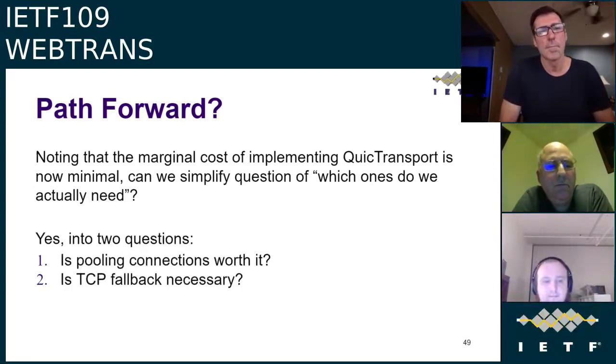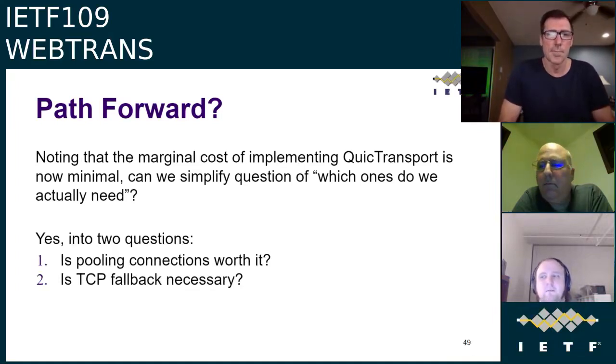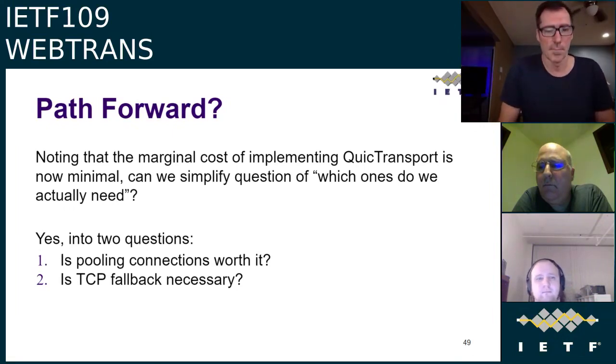Therefore, I would answer the questions that you have there as: maybe pooling connections is not that much worth it. And TCP fallback, I would say in general, you definitely want TCP fallback if you want whatever API you are using to basically work all the time, because we can't assume that QUIC will work all the time.